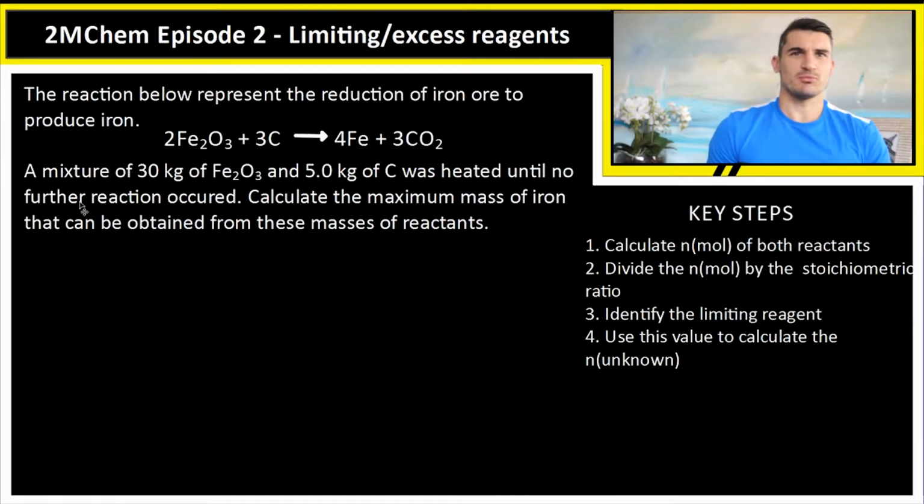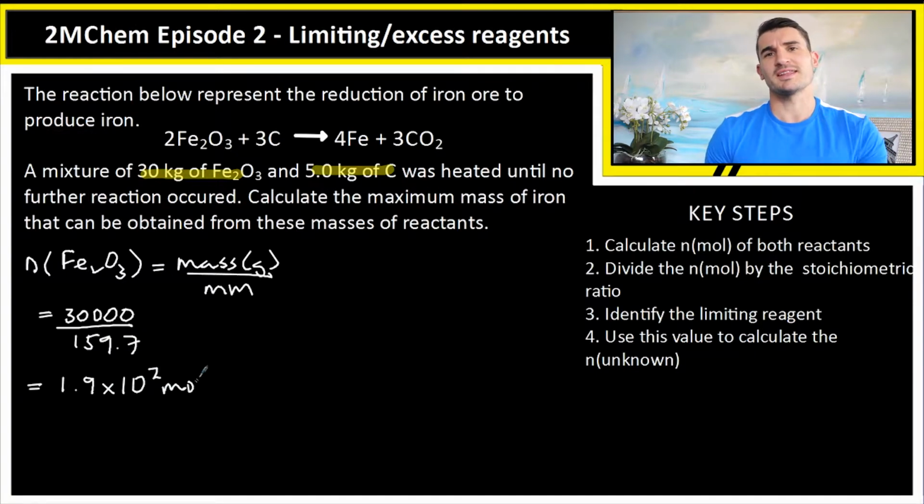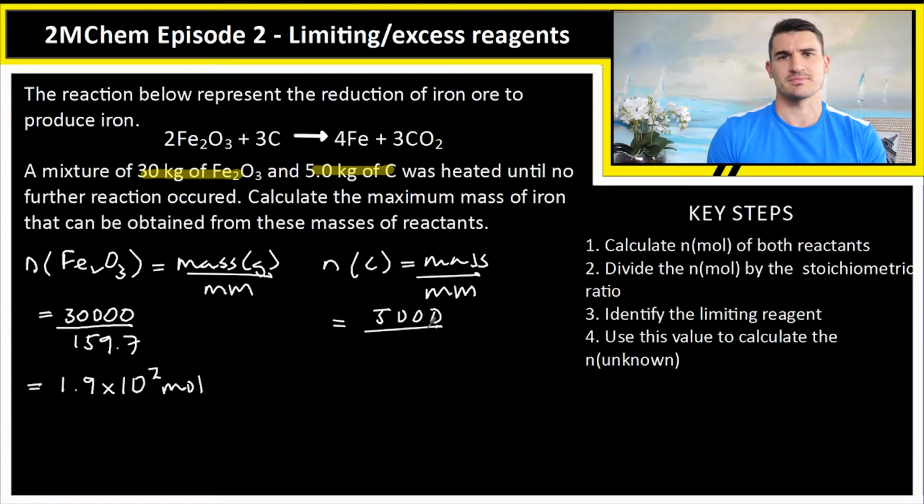Here's our first example. We have this reaction where we have a mixture of 30 kilos of Fe2O3 and 5 kilos of carbon. Now, how do I know this is a limiting excess question? Because they've given me the mass of both of the reactants. So the first thing I need to do is go through and find the number of moles of both. Now, they gave it to me in kilograms, so I need to make sure I transfer that to grams. So here I am going through finding the number of moles of both of the reactants.